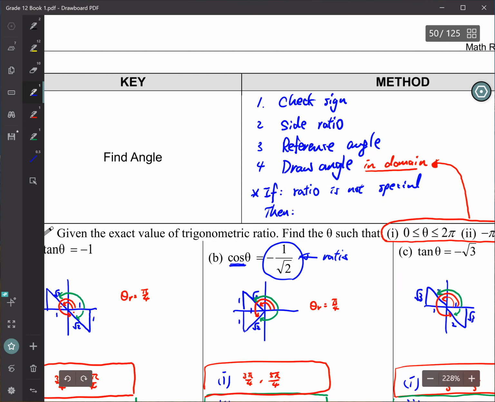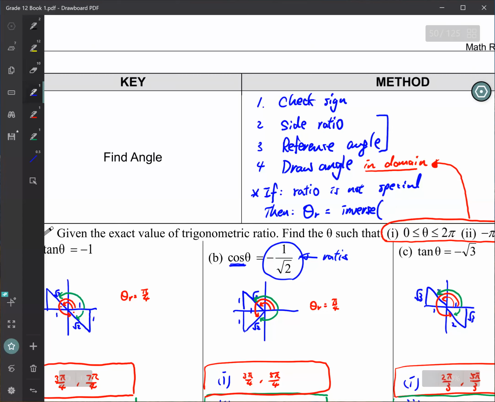if it's not special, then we are not able to use the special triangle to find the reference angle. So these two steps will be replaced. Our reference angle, you have to use a calculator now because it's not special. So the reference angle is equal to inverse of, bracket.